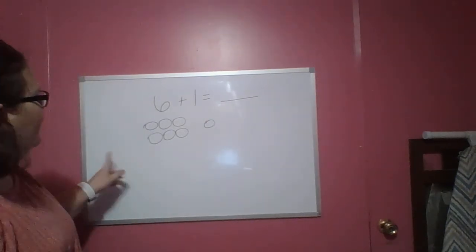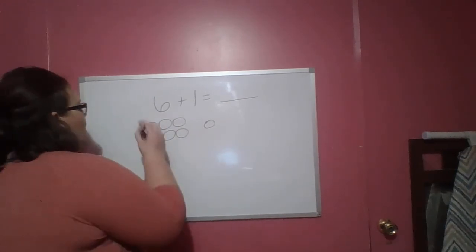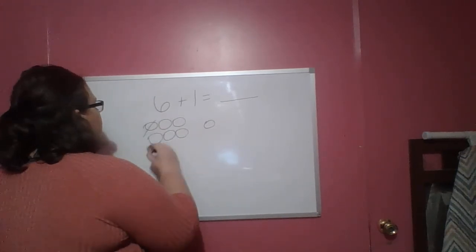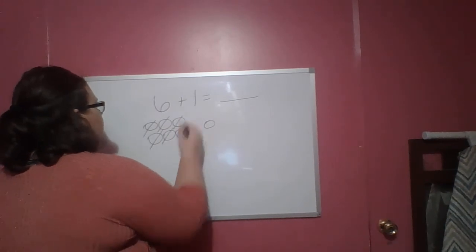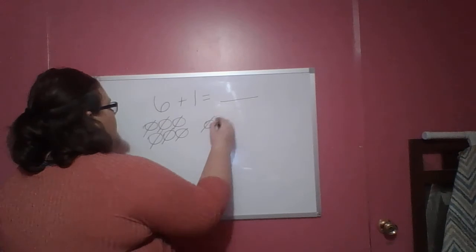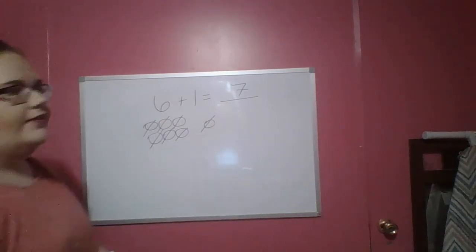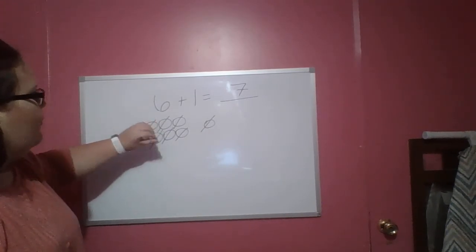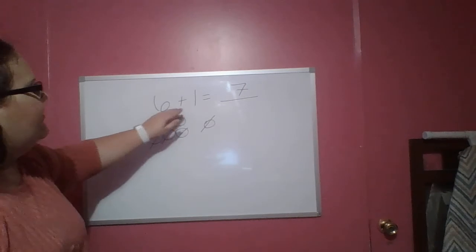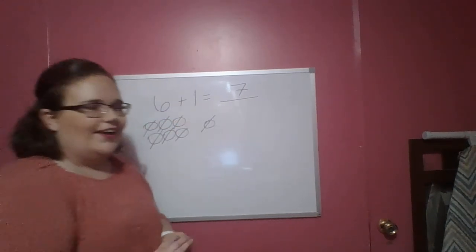Alright, so we're going to count both sets of circles. So careful count with me. We have 1, 2, 3, 4, 5, 6, 7. So our answer is the number 7. Alright, so read the equation with me. We have 6 plus 1 equals 7. Alright, good counting, you guys.